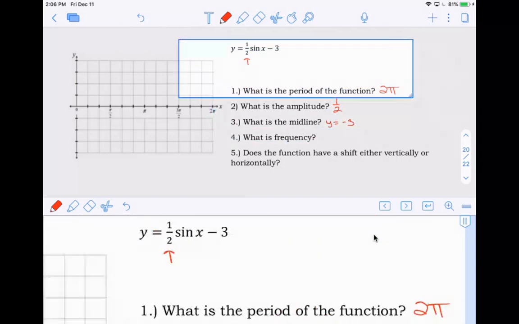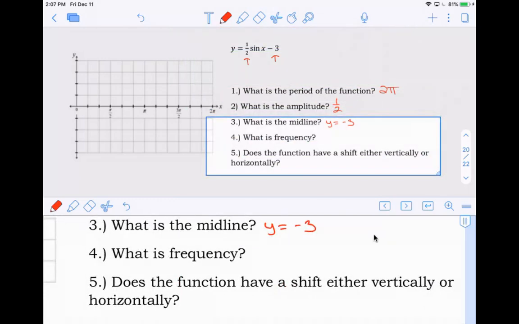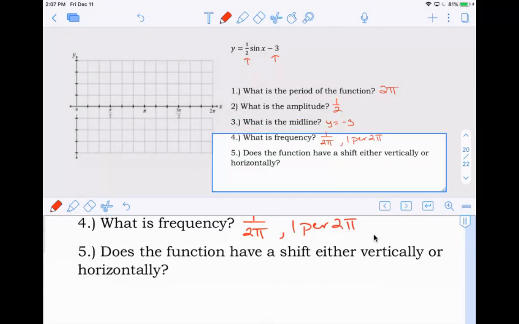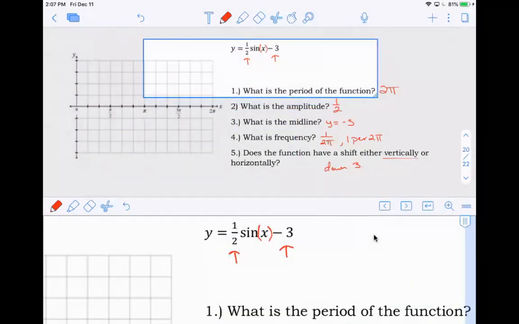How did I know that? Because this is going to take that y equals 0 and move it down 3. That's what a shift down 3 does. And so I can automatically pull that out. What is the frequency? I can just take the period and put it 1 over that. 1 per 2 pi. Has it been shifted vertically or horizontally? Yes, it's been shifted vertically, down 3. Cool. I don't see anything in a parentheses, and so it has not been shifted horizontally, which is good.